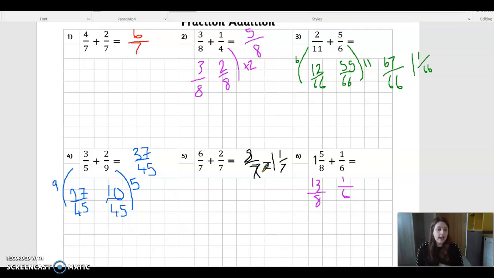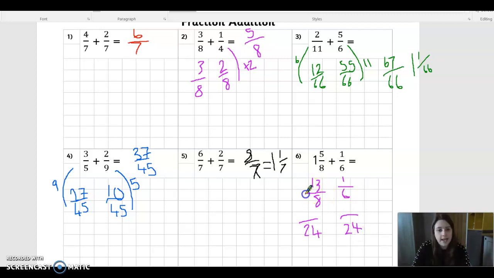So I can't get 6 into 8. I can't get 8 into 6. So what number comes in both of those times tables first? And that would be 24. So then we do exactly what we did with the other numbers, once we've done that one extra step.